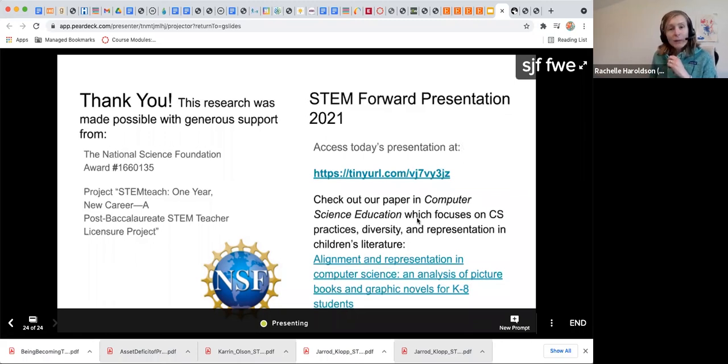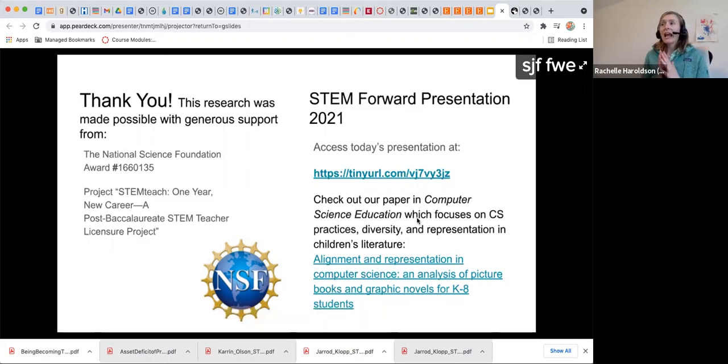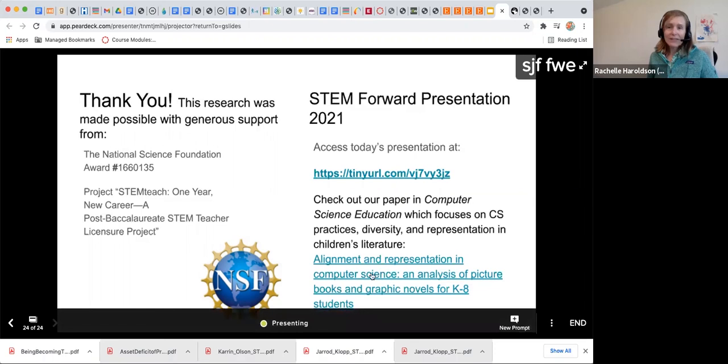And then we also have a paper that we got published last summer, and this is really looking at the computer science practices and how they are coming across in children's books and literature. And that one looked at kindergarten through 8th grade, and we analyzed 42 books. And we were also looking for diversity and representation, right? So that's really important in the books that we read our students. Can they see themselves in the books that they're reading? Can they learn about characters that look differently than they do? So we talk about that in this analysis that we completed from last year.